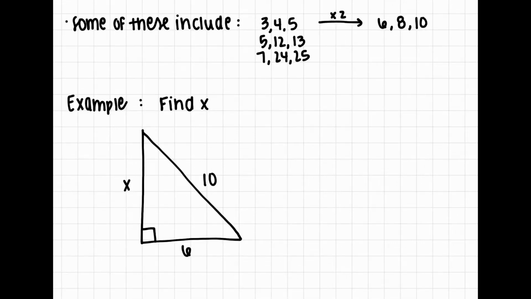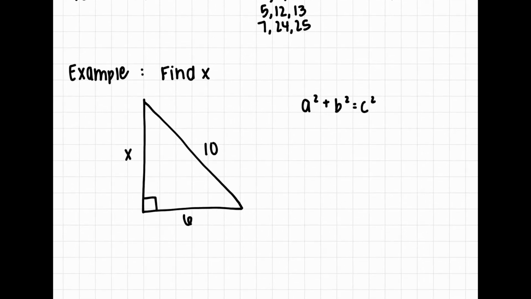Alright, so the example here is we're going to find x. We have a right triangle, so that's good. And the next thing we notice is that we have two of the side lengths. That means that we can use our Pythagorean theorem. So we have a squared plus b squared equals c squared. I'm going to go ahead and label my a, b, and my c. Remember, A and B are your legs, so it doesn't matter which one's A, which one's B. What does matter, though, is your C. It has to be the hypotenuse. It has to be that side across from the 90-degree angle.